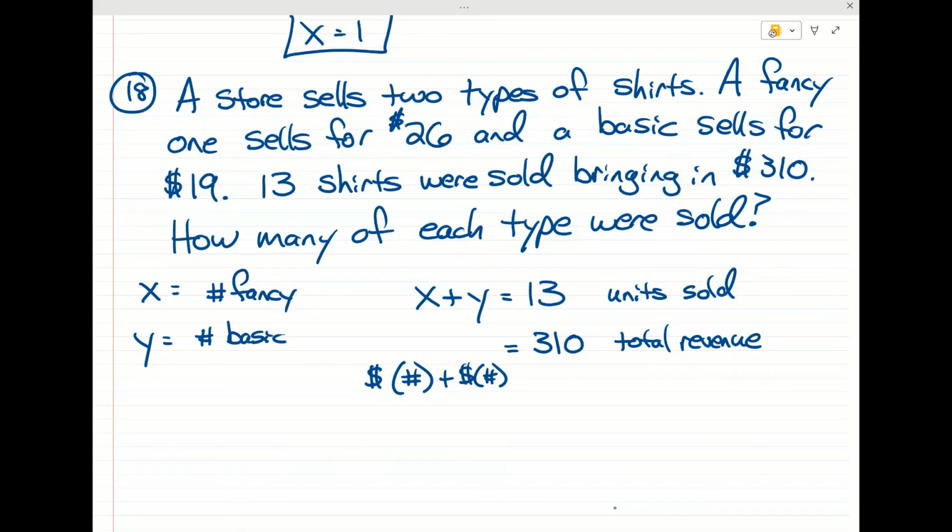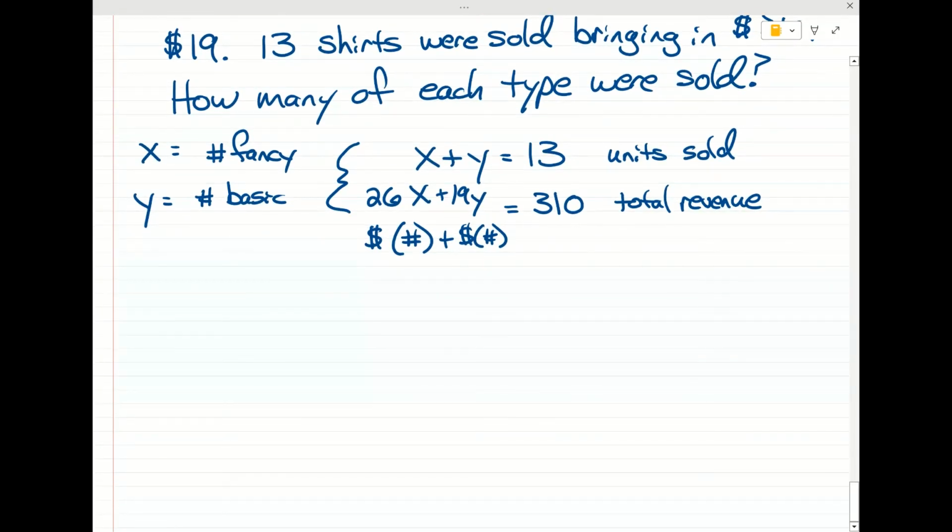So it looks like for this problem, fancy shirt, which we let be X, sells for $26. We don't know how many were sold, but 26 times the number of fancy shirts gives us the total revenue for fancy shirts. Similarly, for basic, a basic shirt sells for $19, but we don't know how many were sold. So we do have this system of equations now.